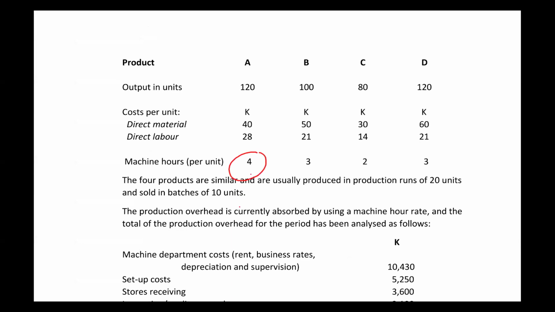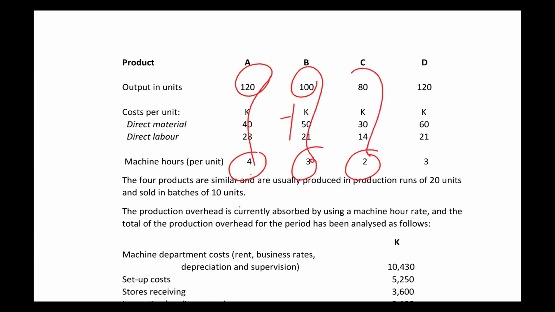4 hours. So it is 4 hours times 120, plus 3 hours times 100, 2 hours times 80, 3 hours times 120. You multiply these and then add the answers that you find. This will give you the total number of hours to produce all the 4 products.